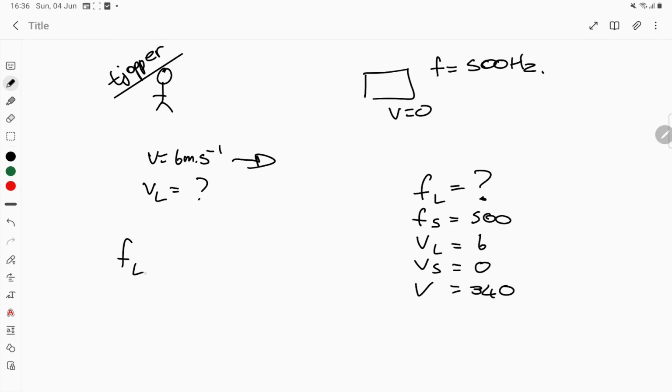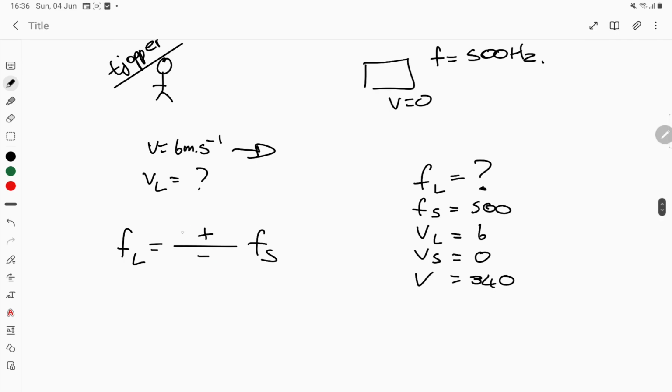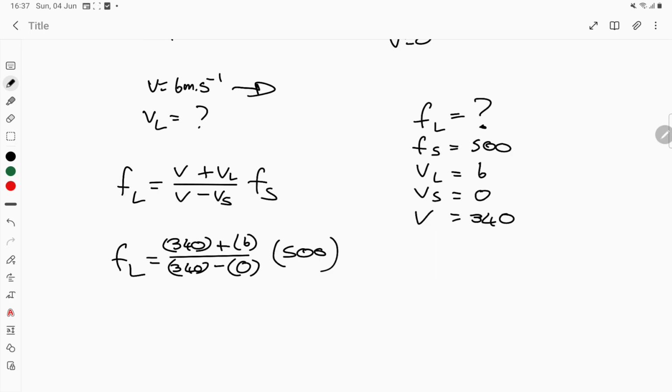We have the frequency heard by the listener is equal to some fraction that's going to multiply the frequency of the source of sound. So are they going towards each other or away from each other? Towards, so we add. And then at the bottom we just put the negative. And then we have the speed of sound, velocity of listener, velocity of source. Let's go alphabetical, straightforward. Let's plug in. Right, there we go, plugged in.